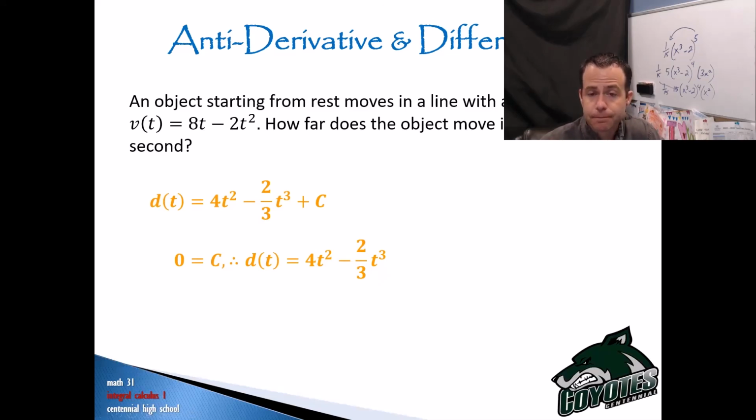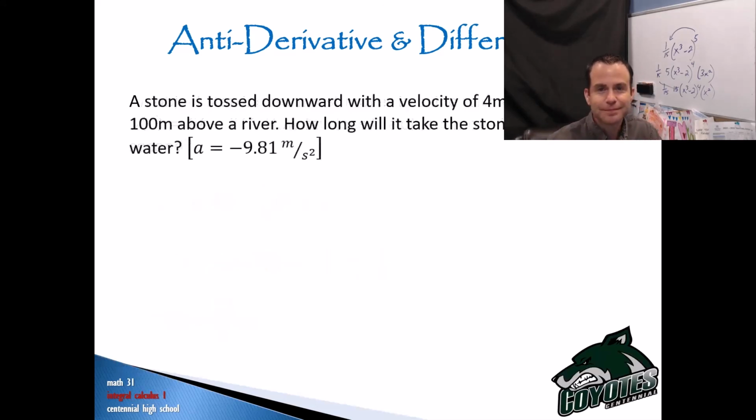Okay, now I plug in 1, and when I plug in 1, I get 10 over 3 meters. So the object has traveled 10 over 3 meters, okay? All right, last question for today. I know you guys are probably at this stage saying, oh, yay.